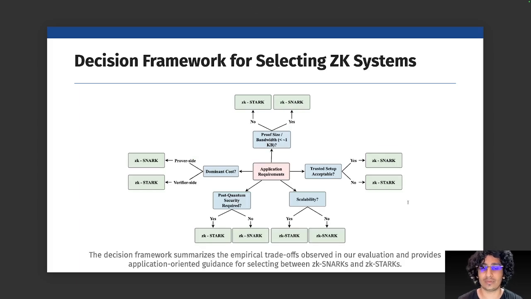The decision framework. Based on these observations, we developed a practical decision framework. If an application prioritizes compact proofs or fast proof generation, SNARKs are generally more suitable. If transparency, post-quantum security, or avoiding a trusted setup is more important, STARKs become the preferred option. The goal is to help developers make an informed choice based on deployment requirements rather than theoretical assumptions alone.